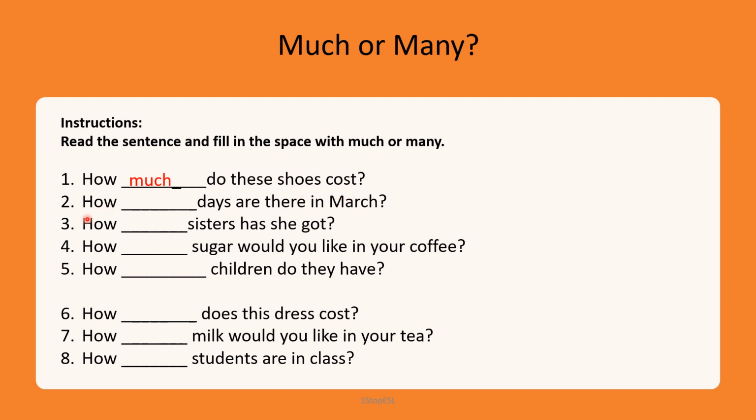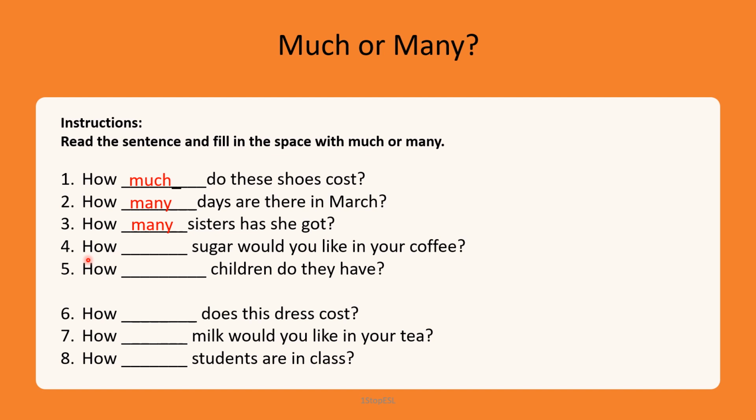Number 2, how blank days are there in March? March is a month, so it's a number, so it's countable. How many days are there in March? Well done. Number 3, how blank sisters has she got? Again, countable, so how many? How many sisters has she got?